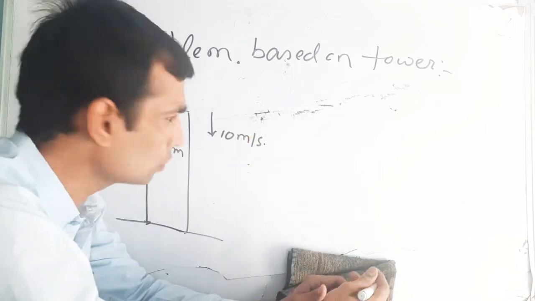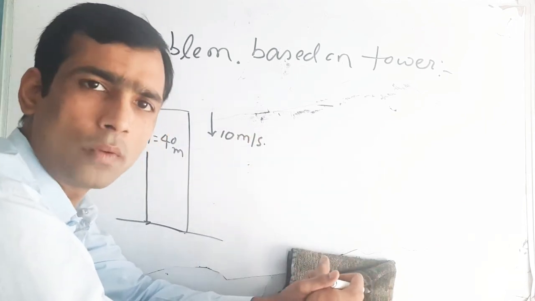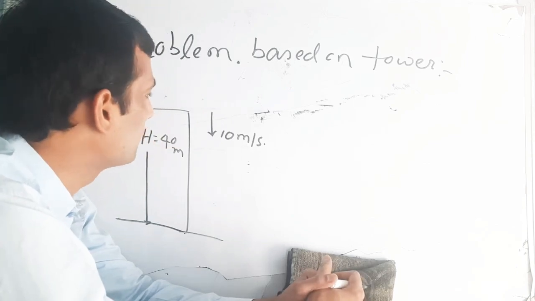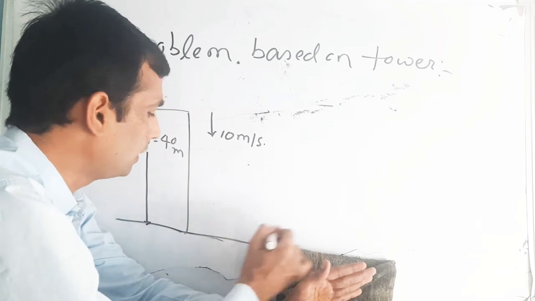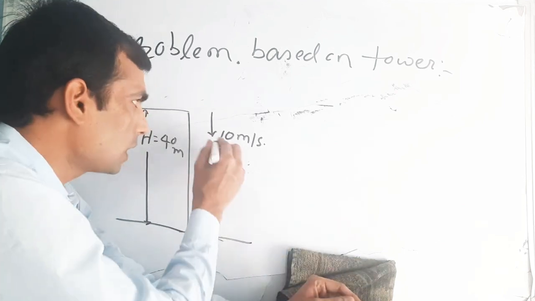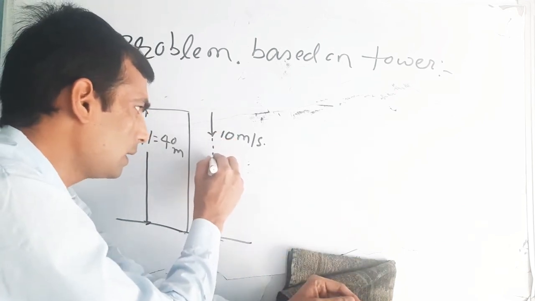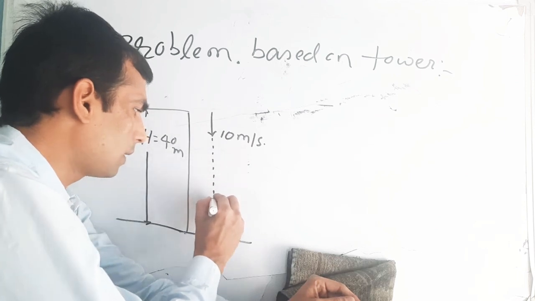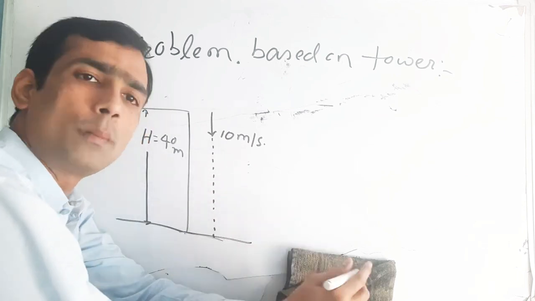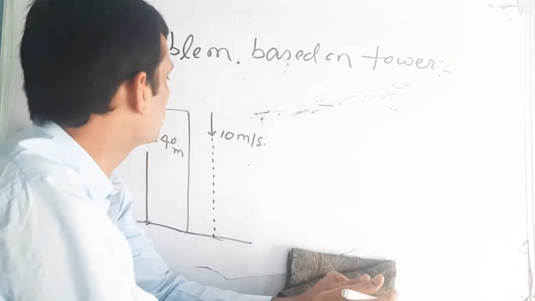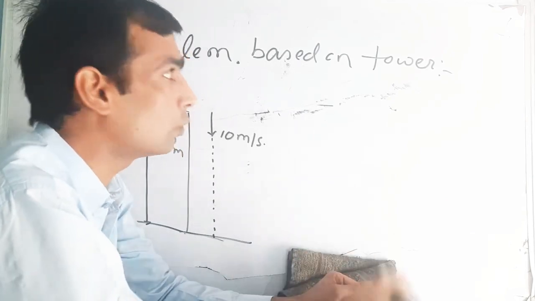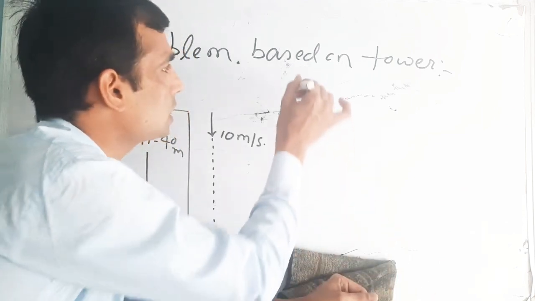So what is your question? Basically you have to find the time to hit the ground. This is an easy question. Find the time to hit the ground, meaning how much time will be taken by the particle with a speed of 10 meter per second to hit the ground. Particle को कितना time लगेगा ground को hit करने के लिए, right? I'm going to solve this question step by step. So this is step number 1.